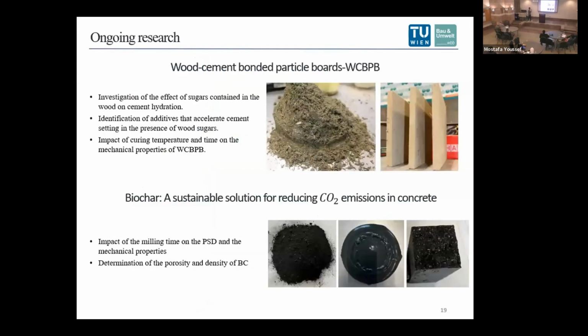For my PhD, I'm currently working on 2 projects. The first is wood cement bonded particle boards, where right now we are investigating how to extract the sugars from wood in different fresh states, and their impact on the setting time of cement. We are trying to identify some new accelerator which would make the setting time of the cement faster, and the impact of curing temperature and time on mechanical properties.